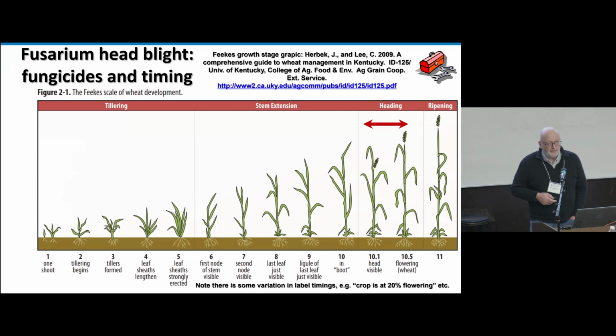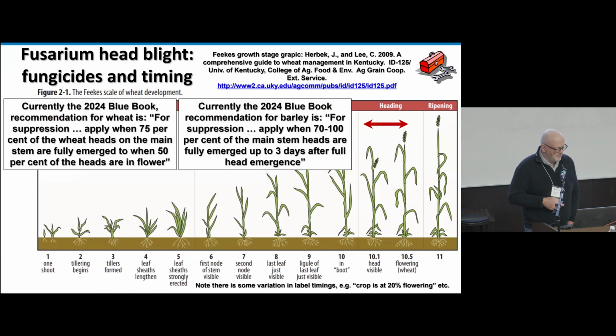So if we look at the current recommendations, and this is from the Blue Book in Alberta, that's our guide to crop protection. So you have the Manitoba Guide to Crop Protection, Saskatchewan has their guide to crop protection. And if we look at that, the current recommendation in wheat is 75% head emergence, the start of the application window. In barley, it's actually 70% head emergence.